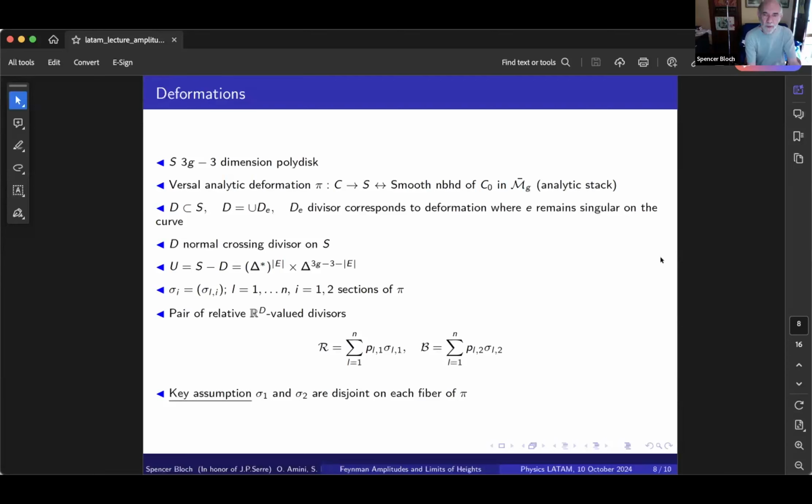Okay, and you can describe that as a union of D sub E, where D sub E is the divisor which corresponds to the deformation where a particular point E remains singular on the curve. Okay, and D is a normal crossings divisor. It's simple enough to convince yourself. And I called U the complement of D. So U then are the points on S over which the fiber, the curve, is smooth.